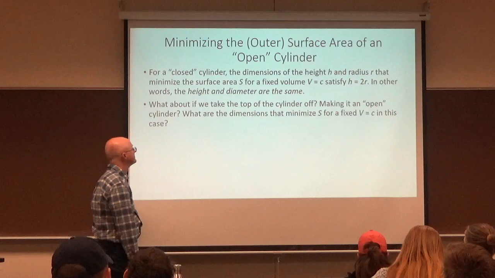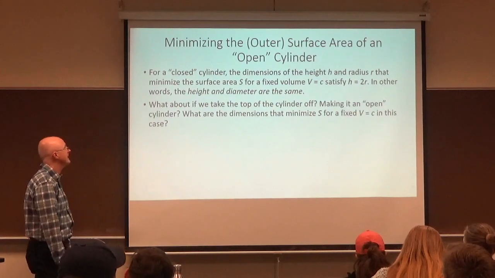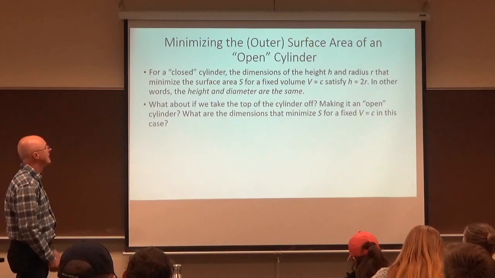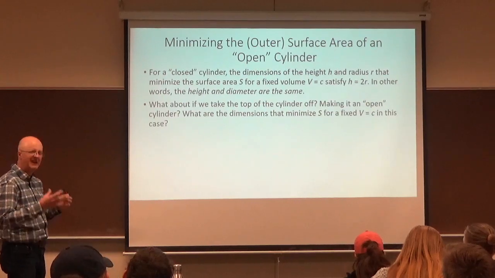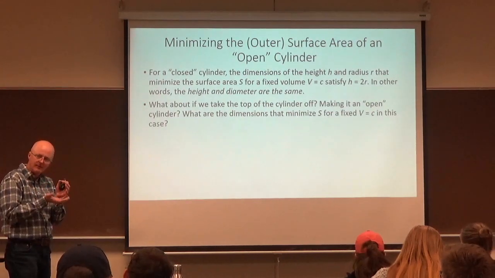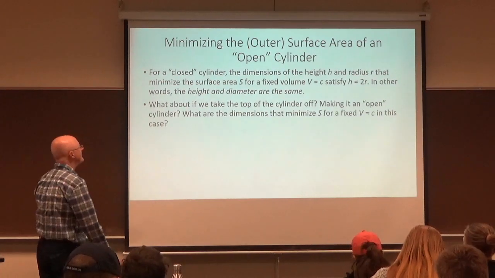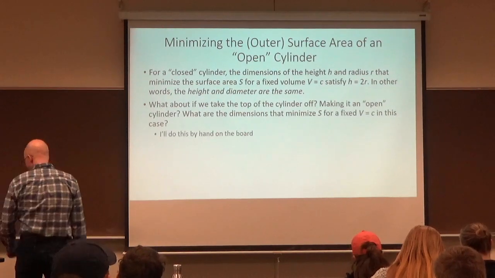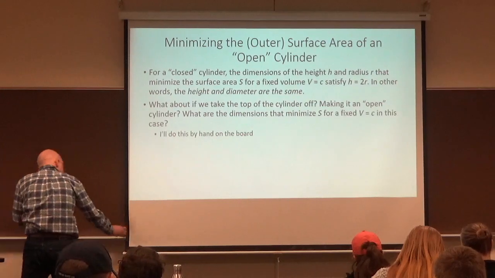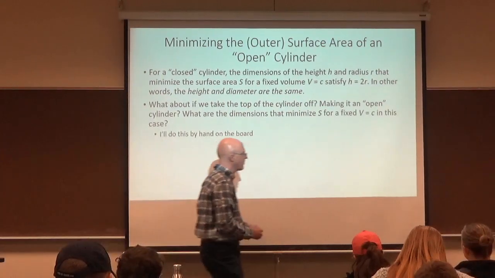But what about if you take the top off, making it an open cylinder? What are the dimensions that minimize the surface area? And I'm just talking about the outer surface area, so that would be the bottom of the cylinder and the sides, not the inside. I'll do it on the board here, okay? I don't have anything for this problem on the PowerPoint.